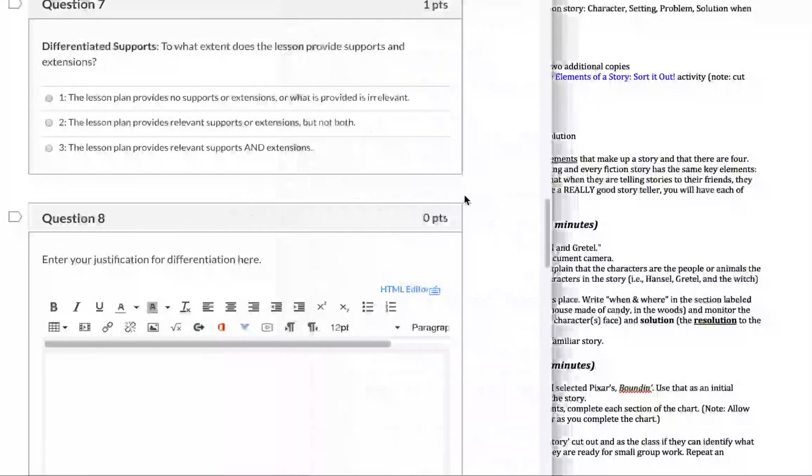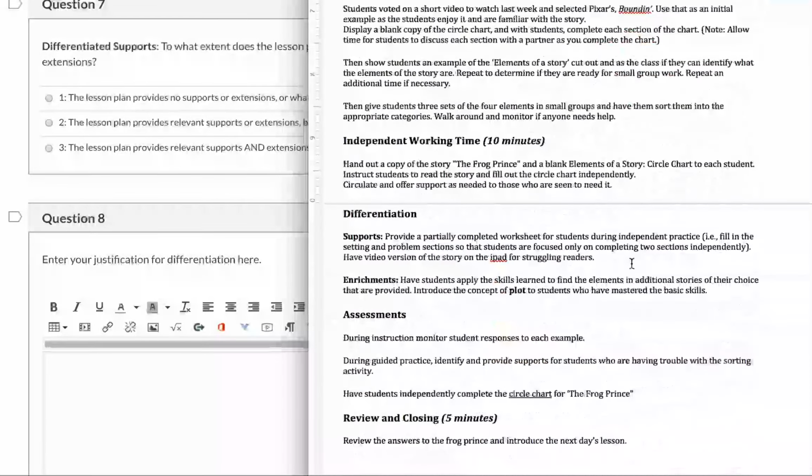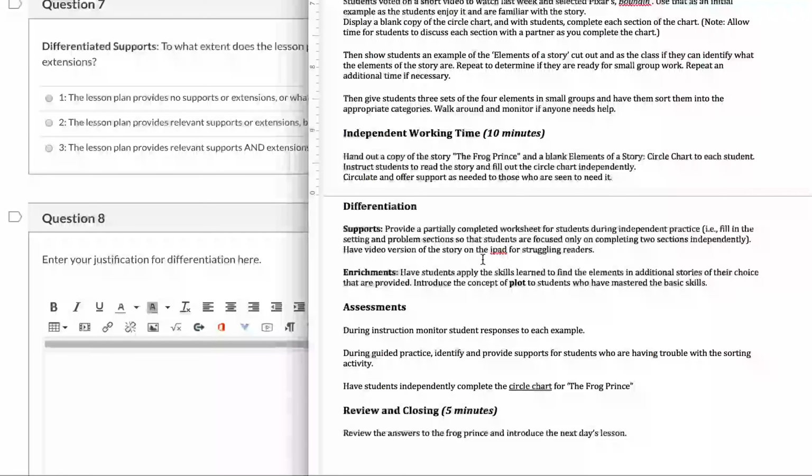Differentiated supports. To what extent does the lesson provide supports and extensions? Here we have supports and enrichments. As I stated earlier, the supports do scaffold it, provide some extra structure, and reduce the task. I can see some people saying that's really just doing some of it for them and giving them less to do, which would hinder them from showing they can do the whole story. Maybe providing a simpler or abbreviated version of the story, or bolded text, additional examples, or charts might be better.